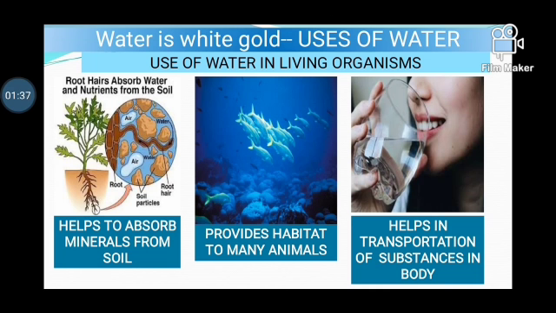Water is white gold. Uses of water in living organisms: water helps to absorb minerals from soil, it provides habitat to many animals, and it helps in transportation of substances in the body.